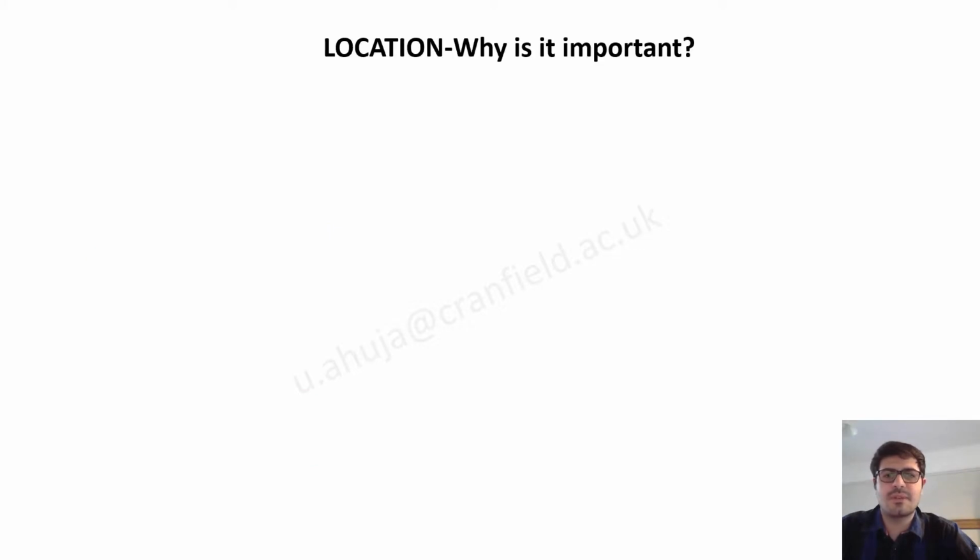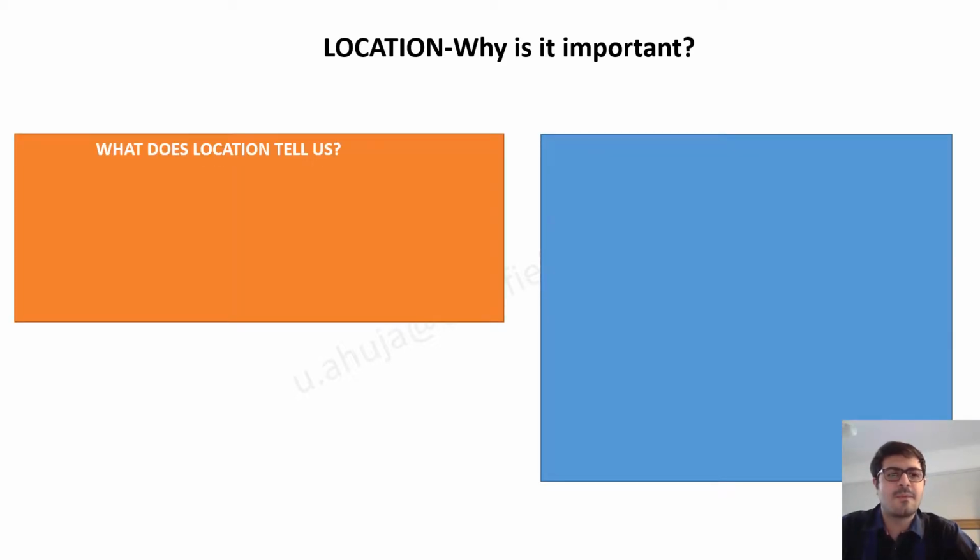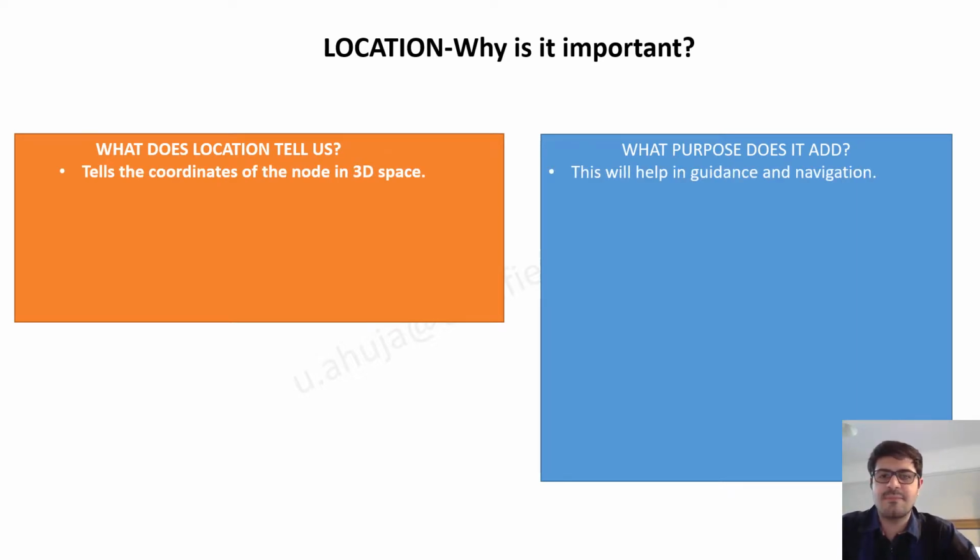Why is it important? Why do we actually put location as an acknowledgement packet? For that, we see what the location tells us and what purpose it adds to the system, and why we are changing the acknowledgement packet to a location. It tells the coordinates of the node in 3D space, and this will help in guidance and navigation of all the drone systems or maybe all the swarm systems.